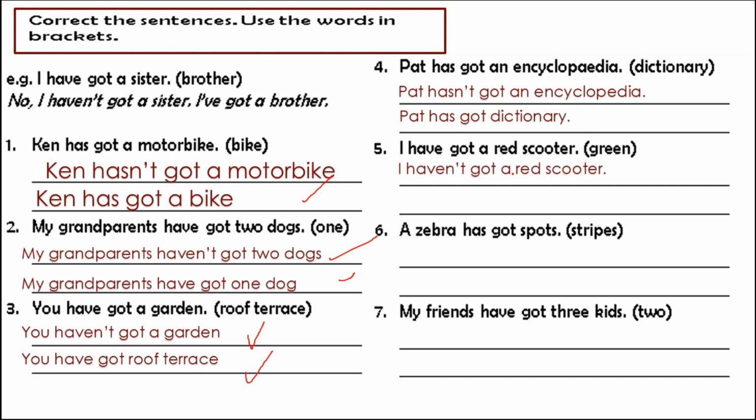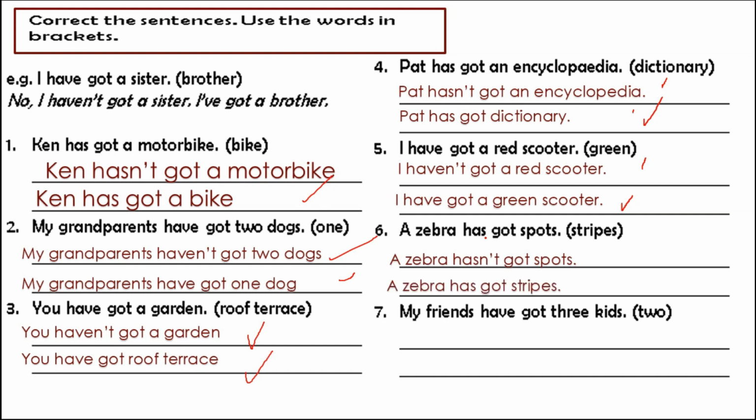So next, number 5. I have got a red scooter, but here it's green, not red. I haven't got a red scooter. I have got a green scooter. That's correct. Yeah. The zebra has got spots. Stripes, no spots, right? The zebra has got stripes. A zebra hasn't got spots. A zebra has got stripes.